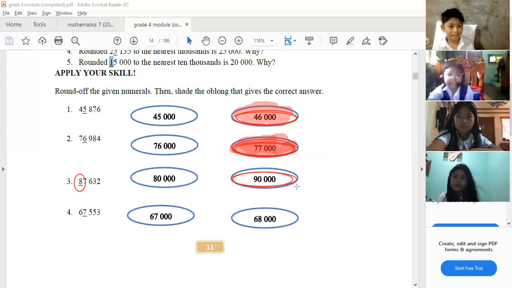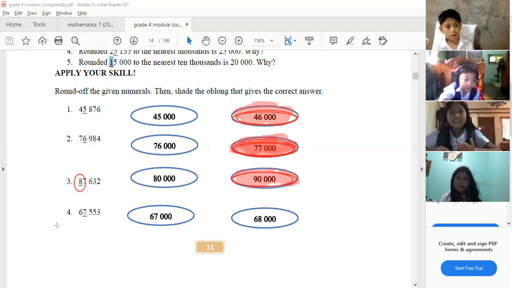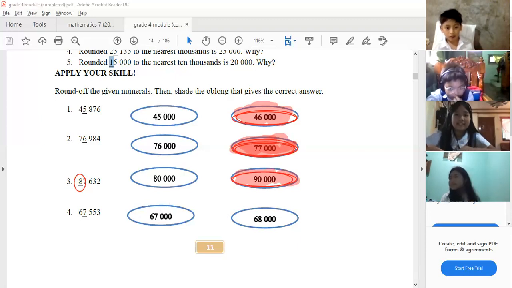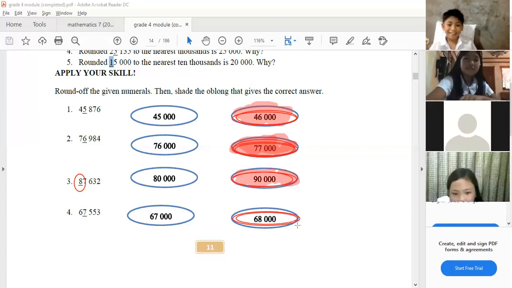Okay, let's try. Krishani, for number 4. Read the number first. 67,553. Round it to the nearest thousands. So your answer would be 68,000. Is that correct? Yes. Okay.